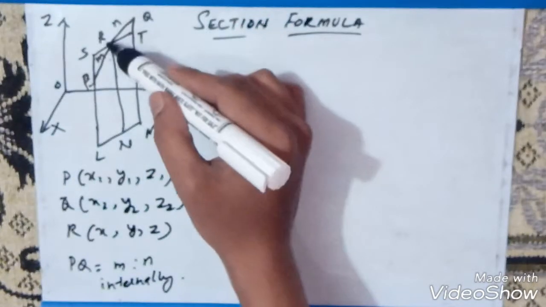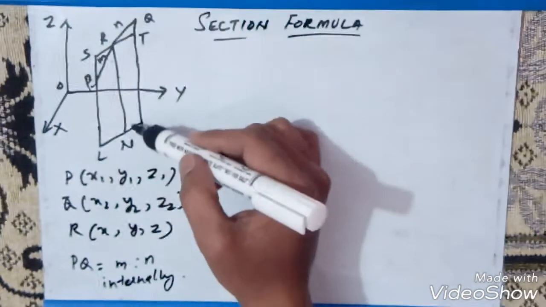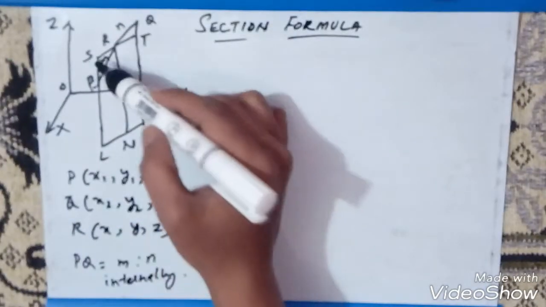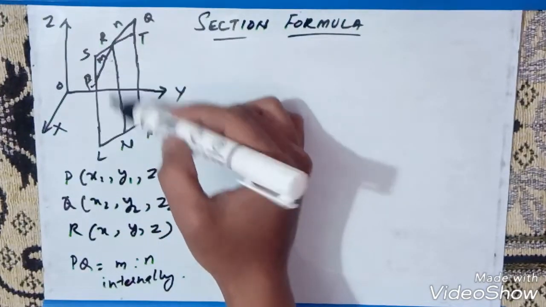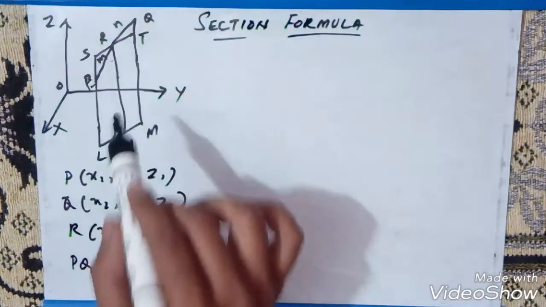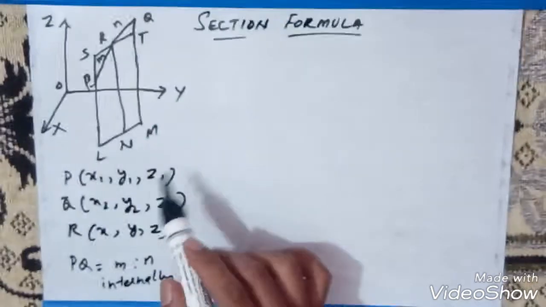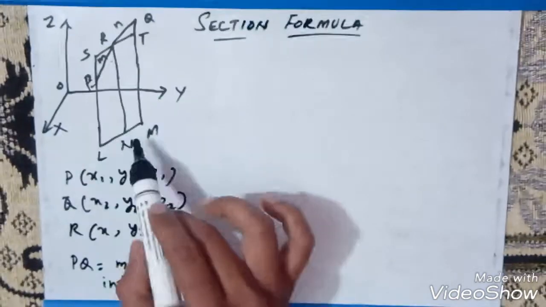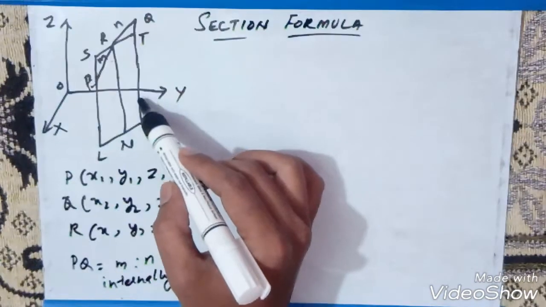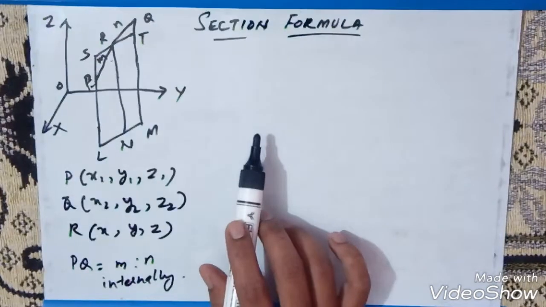Now what we'll do is draw PL, QM and RN, which are perpendicular to the xy plane. This is the xy plane. Obviously PL will be parallel to RN, which is parallel to QM, and the feet of these perpendiculars will lie in the xy plane. The points L, M, N will lie on a line which is the intersection of the plane containing PL, RN and QM with the xy plane.